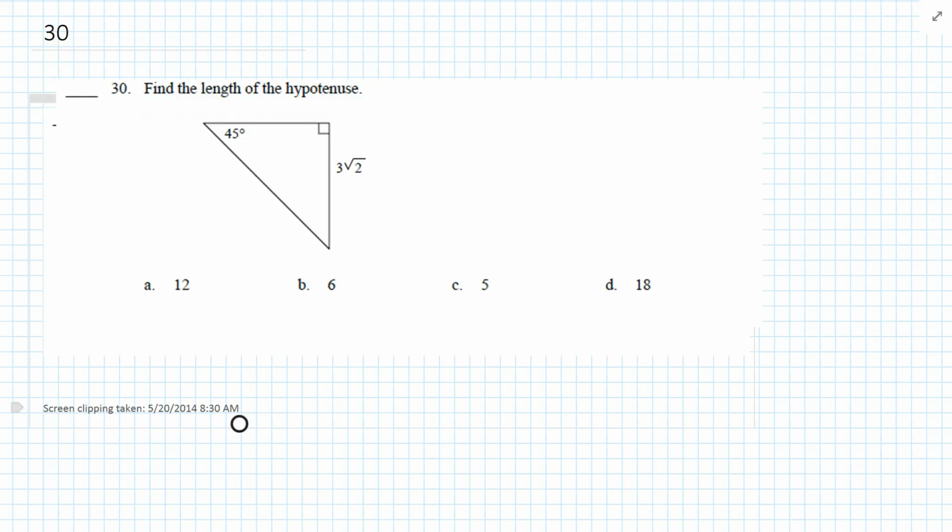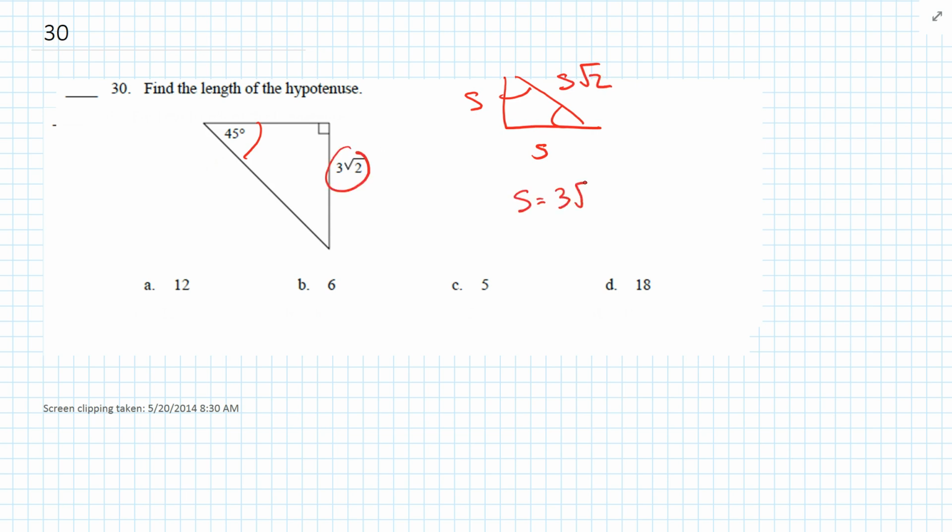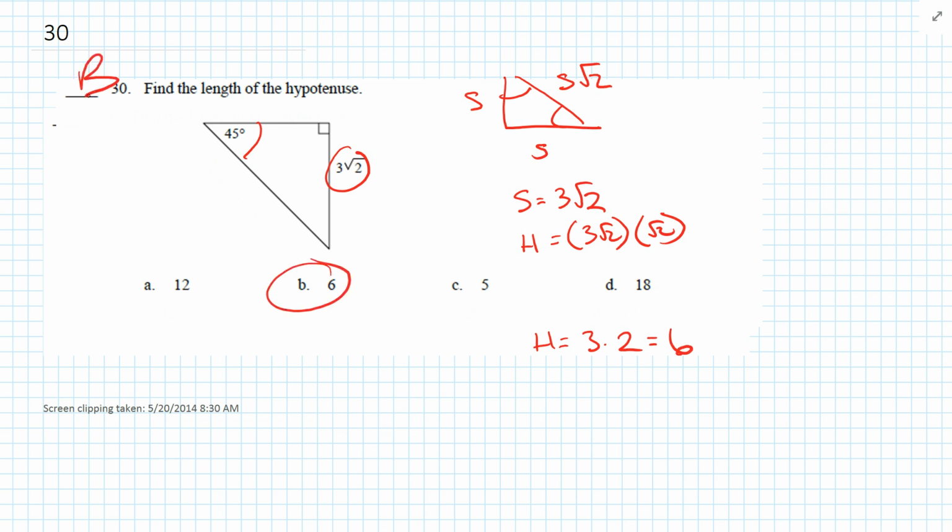30. Find the length of the hypotenuse. Okay, this is a 45-45 right triangle. So if you remember our rules on 45-45, the hypotenuse was the short side times the square root of 2. Well, our S equals 3 square root of 2. So our hypotenuse would equal 3 square root of 2 times square root of 2. Square root of 2 times square root of 2 is 2. So the hypotenuse would be 3 times 2, which would be 6. So again, remember your properties for 45, 45, 90 triangles.